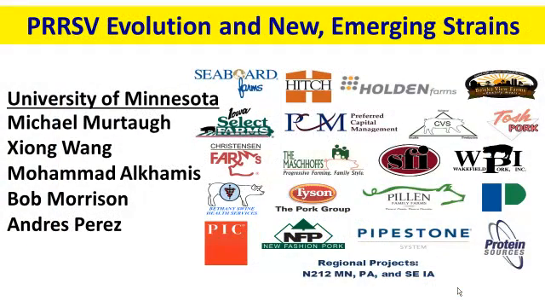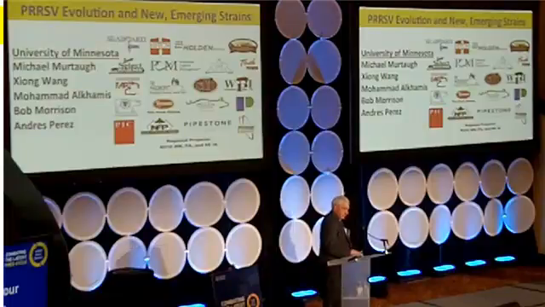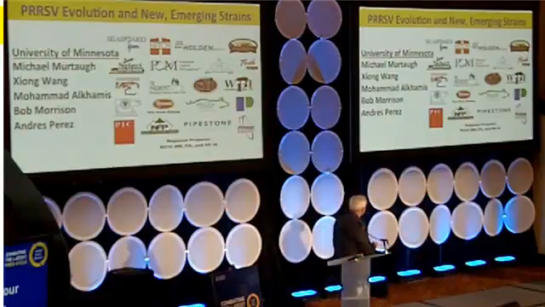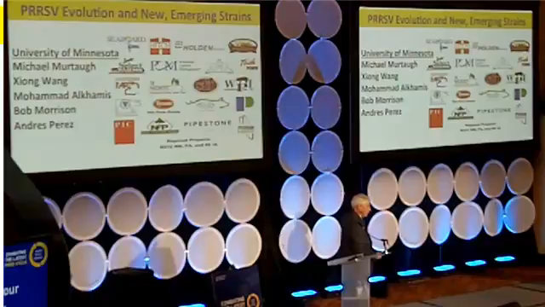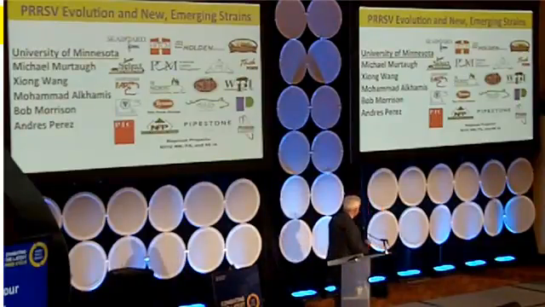I'll be showing a bunch of data that was generated primarily by Sean Wan, a senior graduate student in the program, and work that involves a collaboration with Andres Perez and Mohammed Al-Khamis. I'll be stealing some of Andres's thunder, which I apologize for in advance now that I saw his presentation this morning. And I want to point out Bob Morrison, whom you all know.